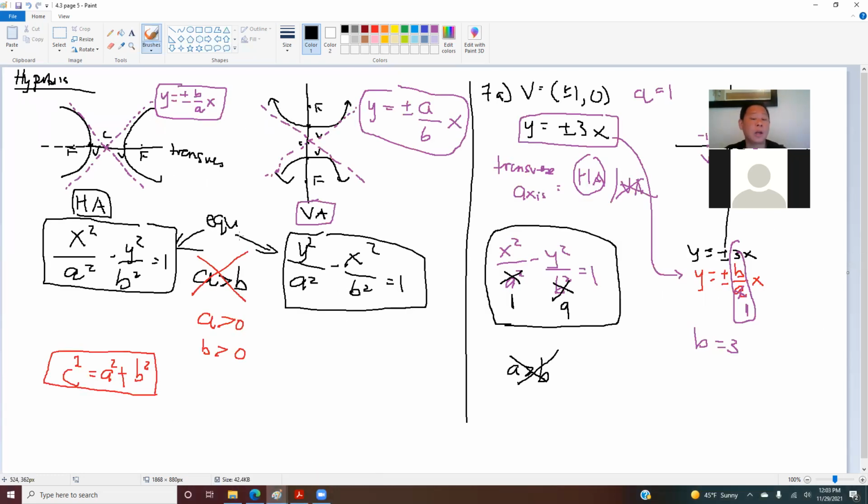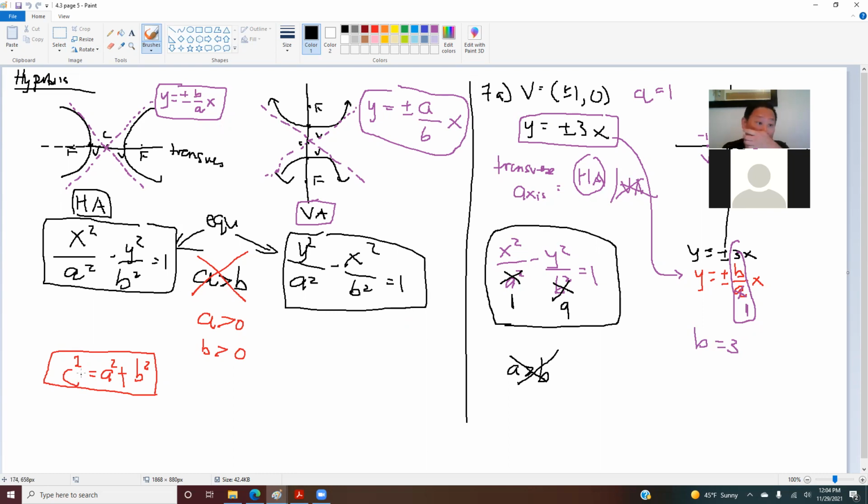So today we continue with hyperbola. A hyperbola has 2 types: either it is on the horizontal or on the vertical transverse axis. If it's on the horizontal axis, your center, vertices, and foci all fall on the horizontal axis. Then the equation is x squared over a squared minus y squared over b squared equals 1, with asymptotes y equals plus or minus b over a x.